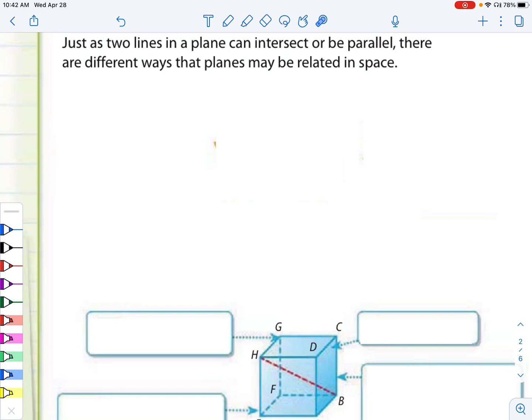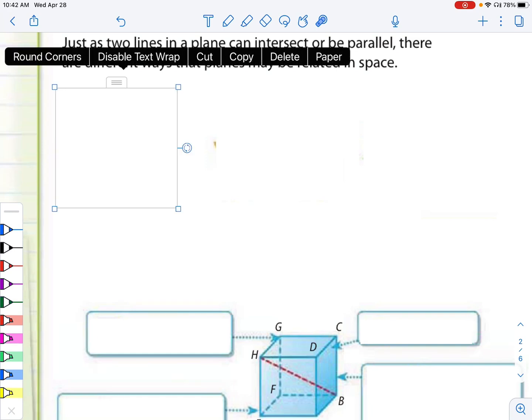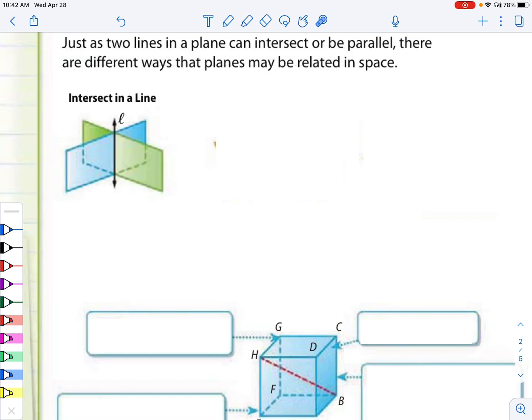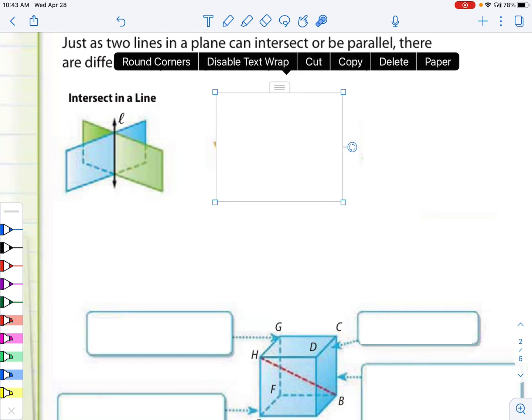Two planes can also intersect in a line. So you have this blue plane and the green plane, and they intersect in a line, which is line L. If you have two cardboard pieces, for example, and you make them intersect, they will intersect at what we call a line. They can also intersect at a point.